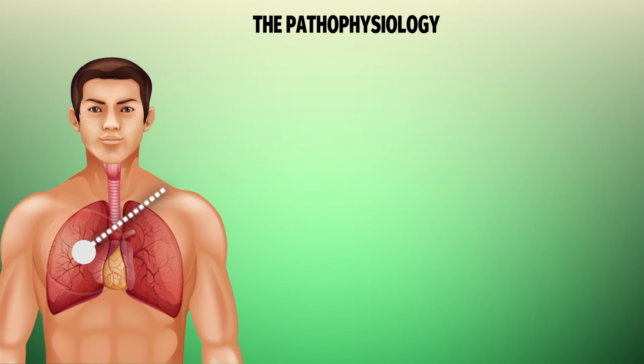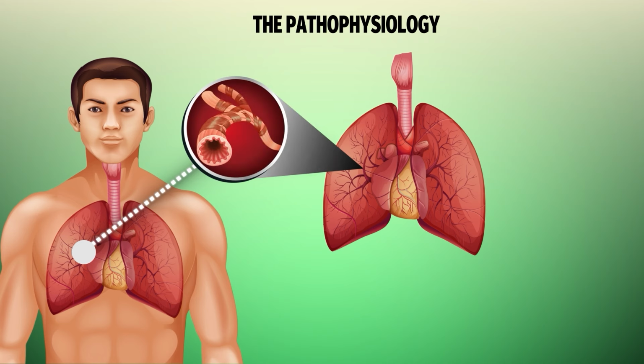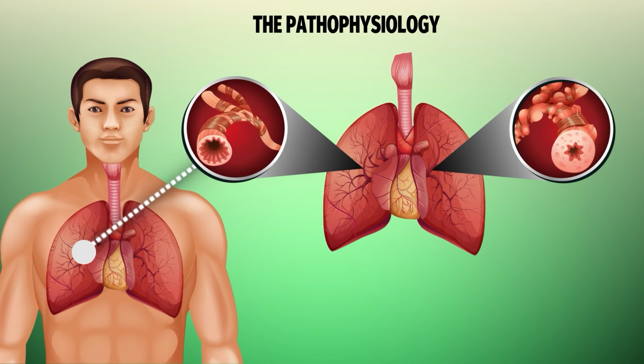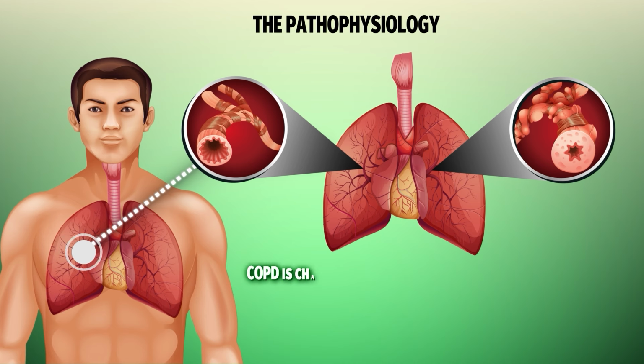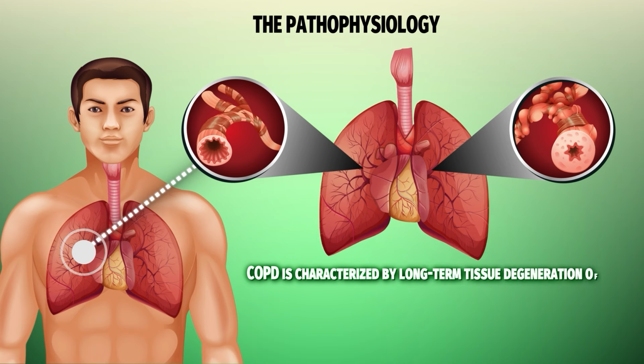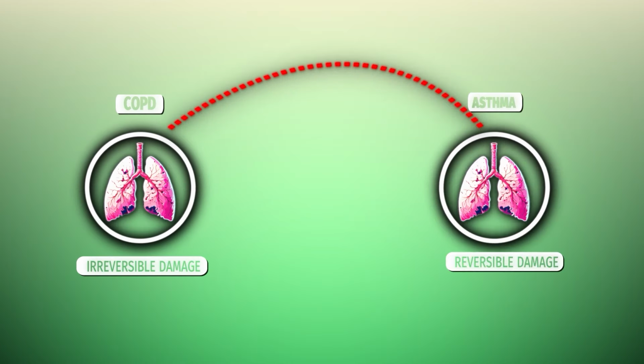The pathophysiology. COPD is a progressive respiratory disease that causes obstruction of the airway and results in shortness of breath. Most people diagnosed with COPD have elements of long-standing emphysema and chronic bronchitis. COPD is characterized by long-term tissue degeneration of the bronchi tubes that leads to damage to the lungs and obstruction of airflow. It is good to note that it causes irreversible damage to the lungs, while the damage caused by asthma is reversible with treatment.